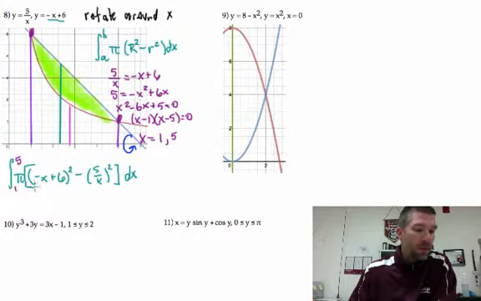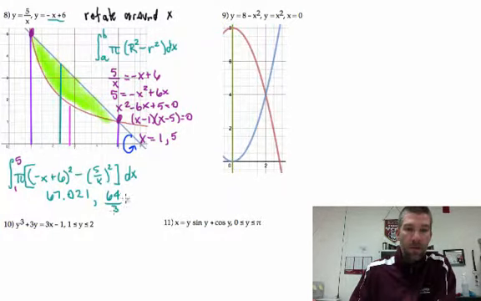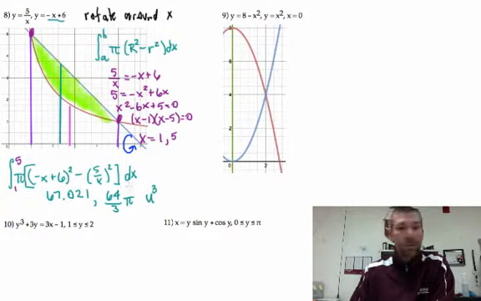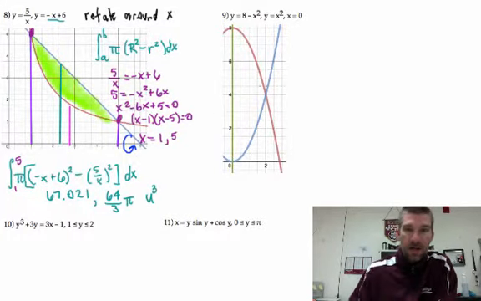So I went ahead and punched this into my calculator, and I got 67.021. Or you could get 64 thirds pi. And remember, these are units cubed. Okay, so that's how these guys set up.